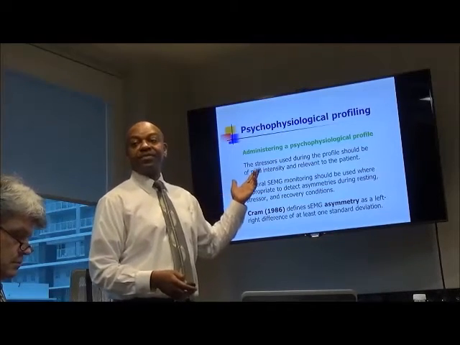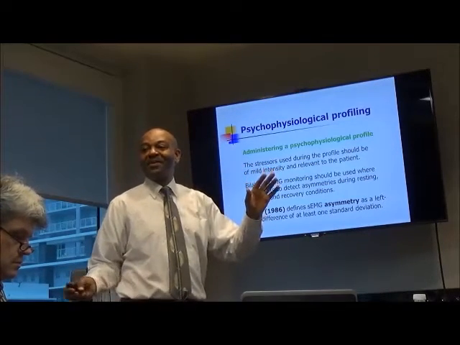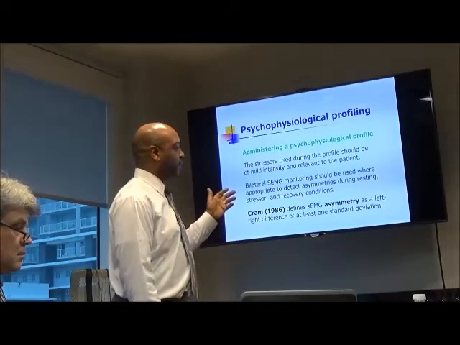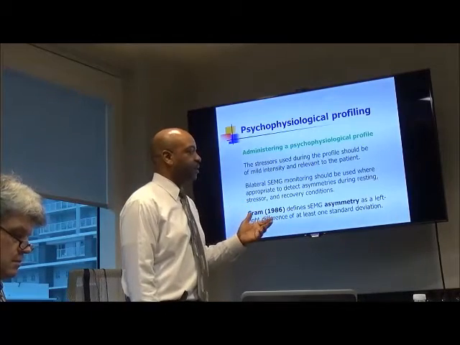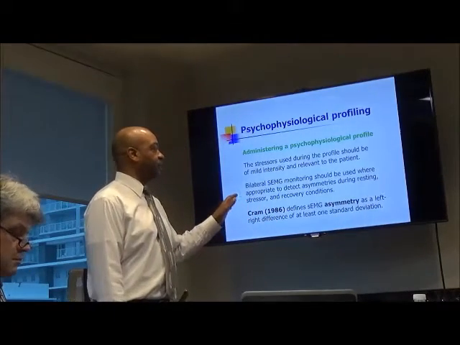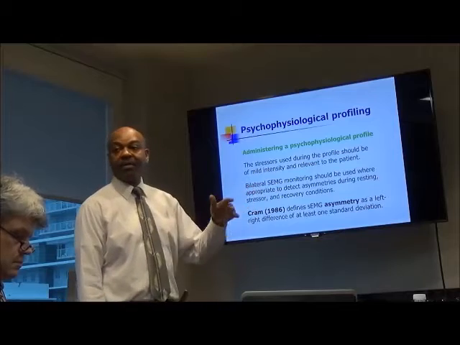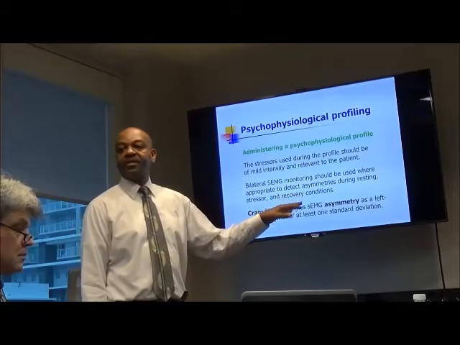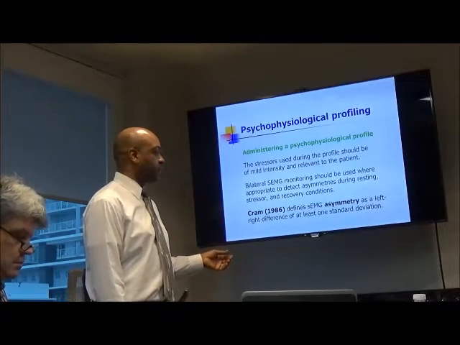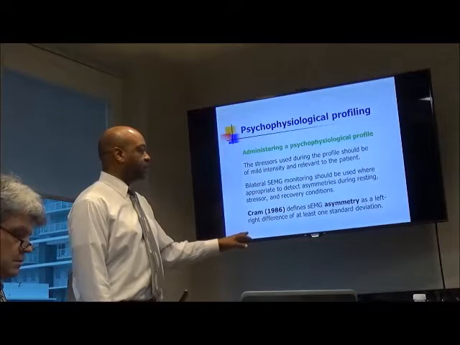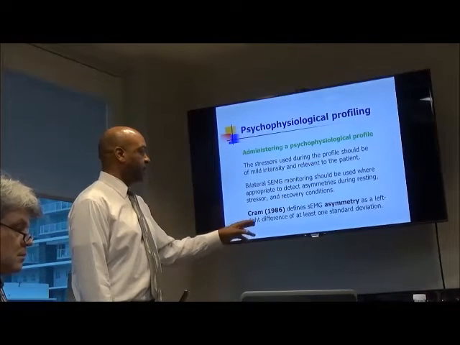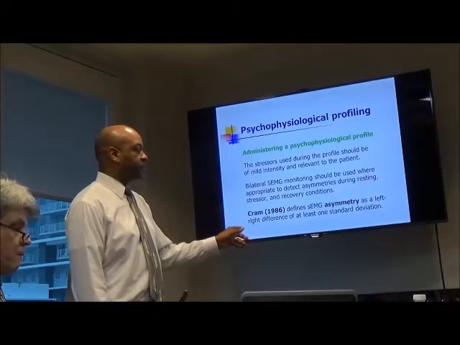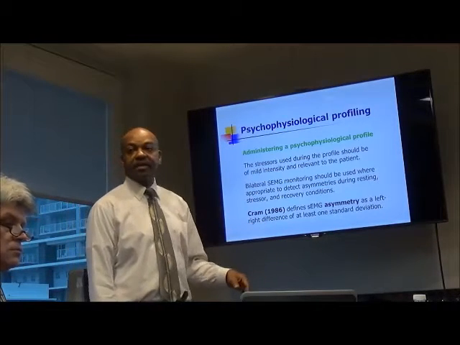You would use stressors that are mild, so you don't want to do something that's going to cause them to run out of the room or have a big reaction. If you're doing EMG, it can be helpful to do bilateral, especially if you're working on the neck or the back, because you can then see asymmetries if they exist. And the asymmetry is defined, at least based on CRAM, as a difference between the left and the right side of at least one standard deviation.